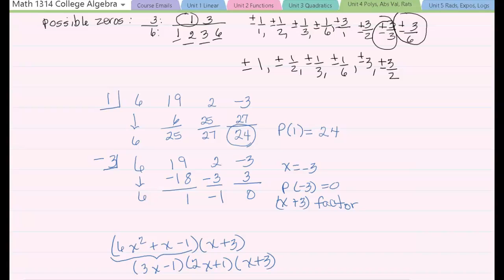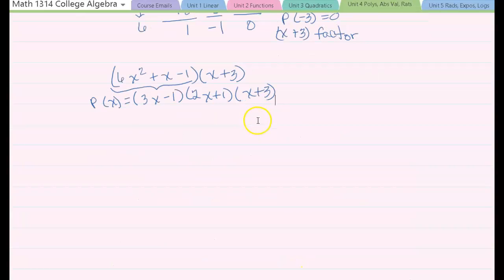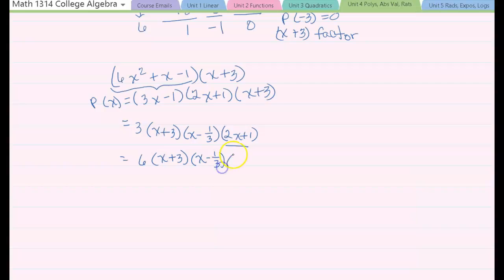This means that our p of x is the same as multiplying x plus 3 times 3x minus 1 times 2x plus 1. This is the factor form of our polynomial. If we want to find the zeros, we can divide and multiply by 3 in this fashion, so that we get 3 times x plus 3 times x minus 1/3 times 2x plus 1. And we do the same for the last parentheses, so that we get 6, from the 2 times 3, times x plus 3 times x minus 1/3 times x plus 1/2.